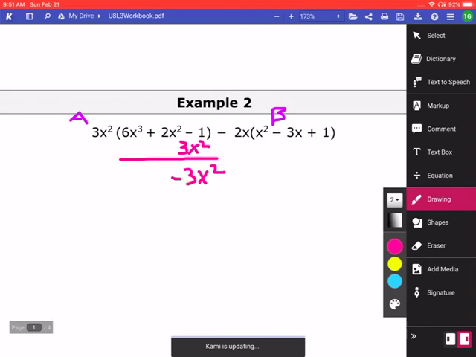Okay, so then we have 2x squared times 3x squared. That's going to give us a 6x to the 4th, because we're going to add our exponents. And then 6 times 3 is 18x cubed times x squared is x to the 5th.